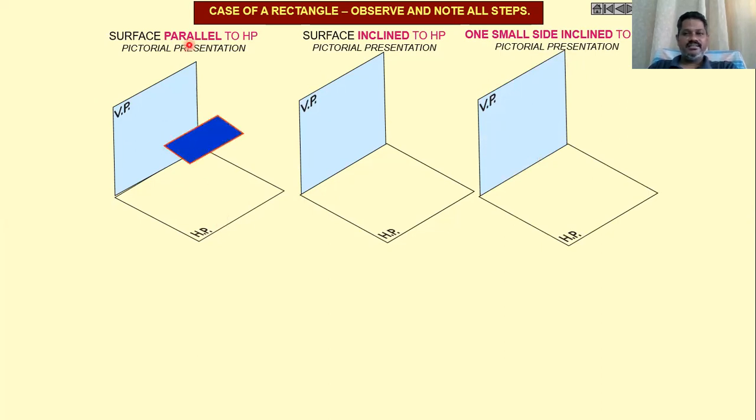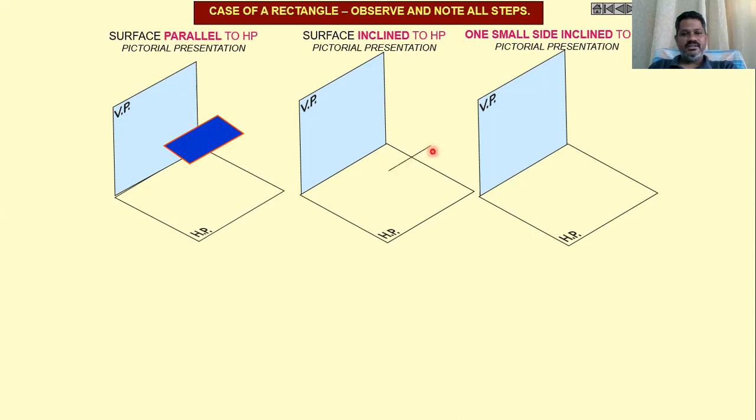The first case, as I said, is the assumed surface parallel to HP. The assumed surface or the plane is parallel to the horizontal plane like this. That means in this case the surface, the rectangular plane here, is parallel to HP. It looks like this. Now the second case is the plane is inclined to the horizontal plane.